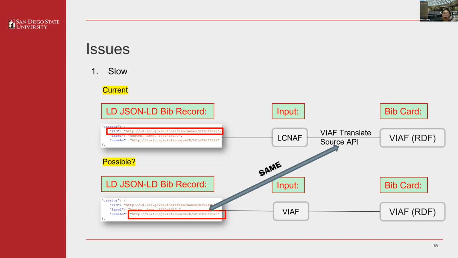Remember when I introduced how the author cards work, I explained that the input of the card is LCNAF. It gets LCNAF from the linked data JSON-LD BIB record, converts the LCNAF to VIAF, and then gathers author info using VIAF RDF files. But the VIAF link is right there in the JSON-LD BIB record. The value of creator is exactly the same as the request for the VIAF Translate Source API. It is possible for the card to get the VIAF link directly from the JSON-LD BIB record and make the program more efficient.